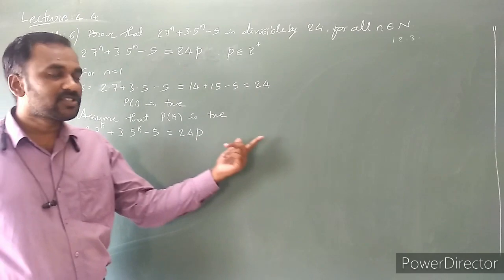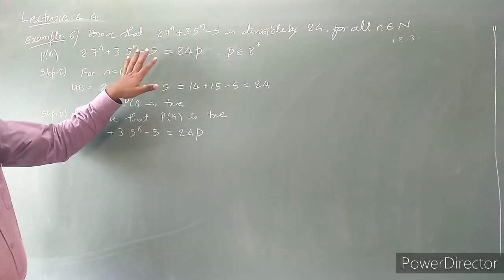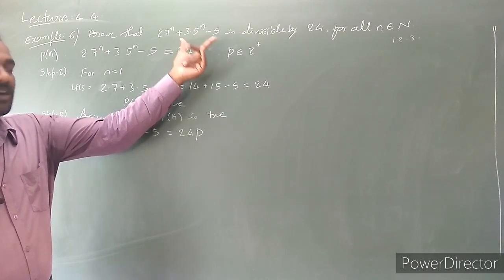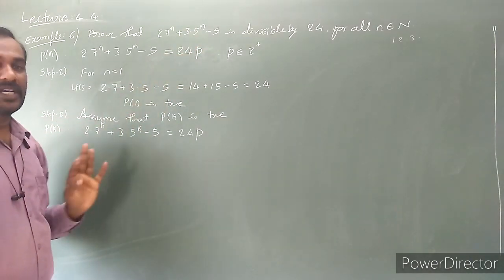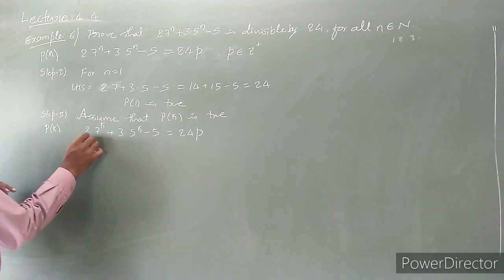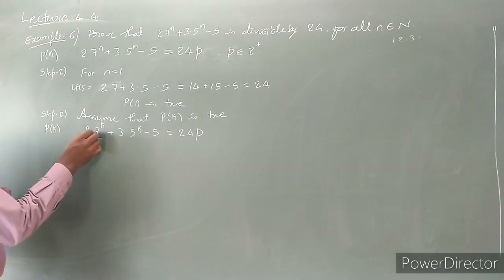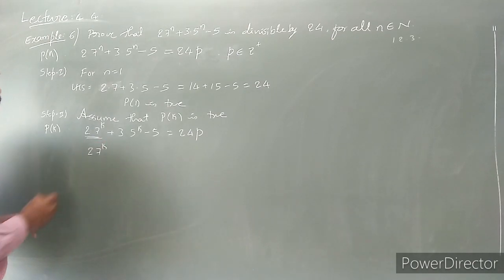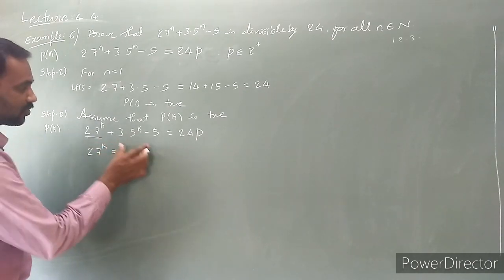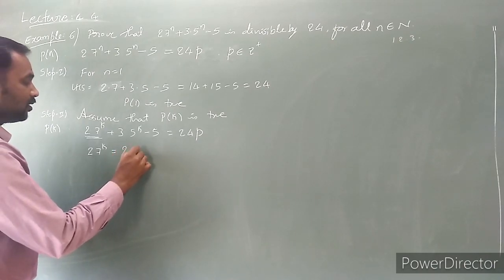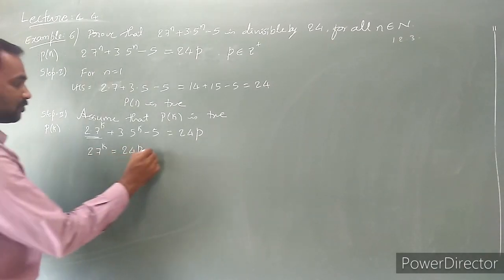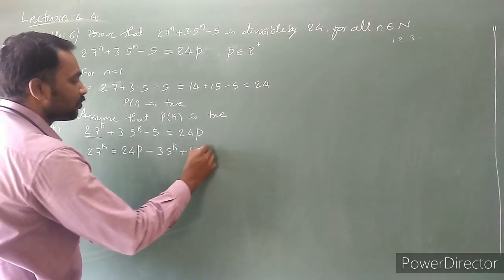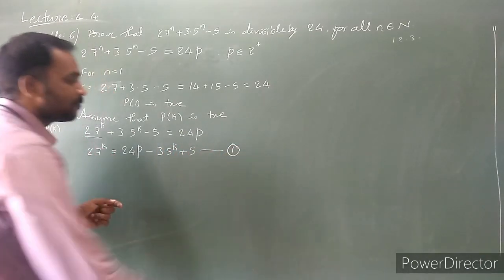Here, don't call this equation number 1. In this type of expression or statement given in the principle of mathematical induction, get the first term value. What is the first term? 2 into 7 power k is equal to how much? Shift all the terms to the right hand side: 24 times of p minus 3 into 5 power k plus 5. Now all this is equation number 1.